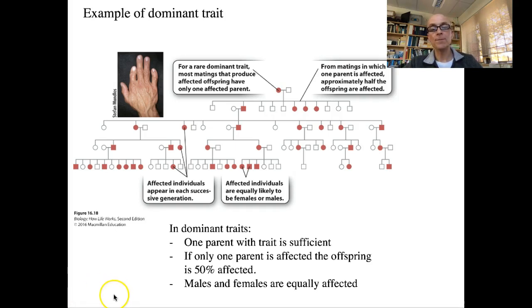So if you look at a pedigree like this, where you start with the fifth generation back, so these are the great-great-great-grandparents. That female here had a rare dominant trait, and this is the trait. It's called, what is it called? Polydactyly, something dactyly. So in this trait, the finger here is shorter, quite a bit shorter than it typically is.